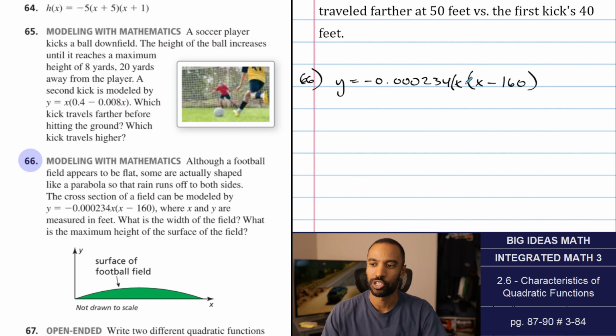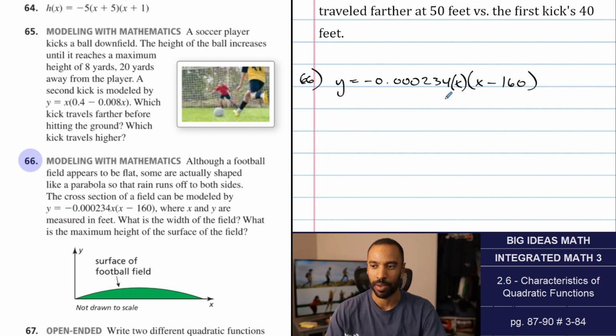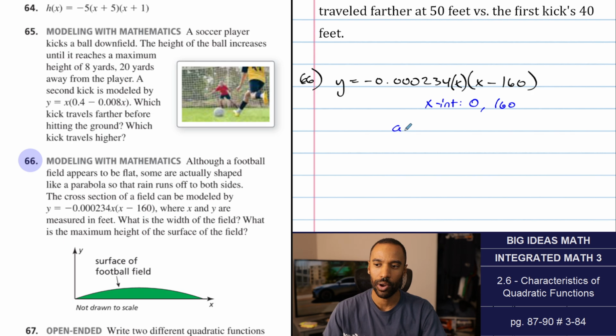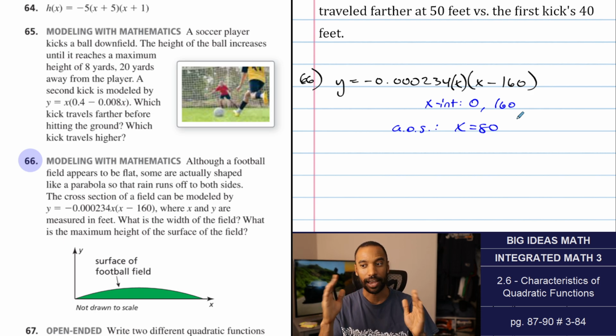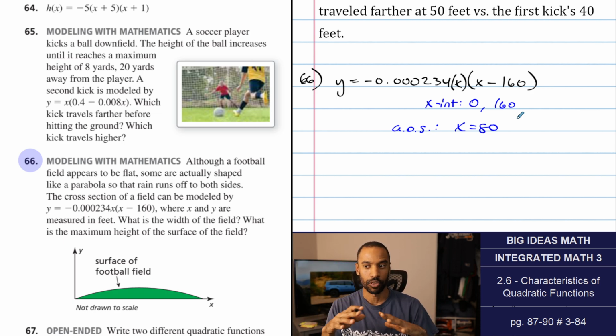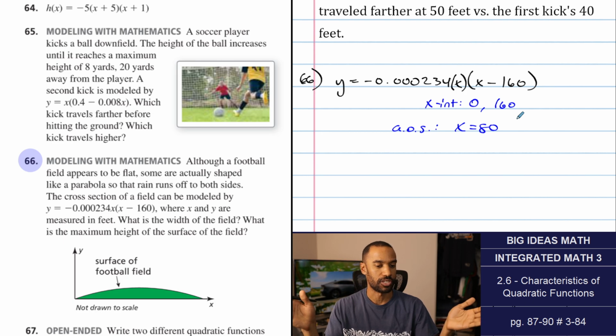Remember, x is just another quantity here, like x minus 0. So you have x-intercepts of 0 and 160. So the axis of symmetry is halfway between 0 and 160, which is 80. So the football field's width, actually, we don't need the 80 for the width. The football field's width is 160 yards.